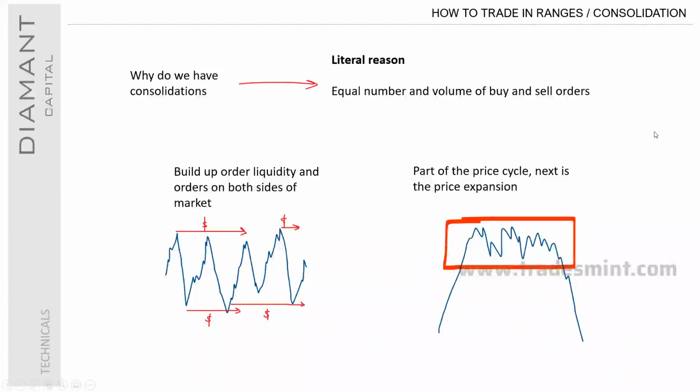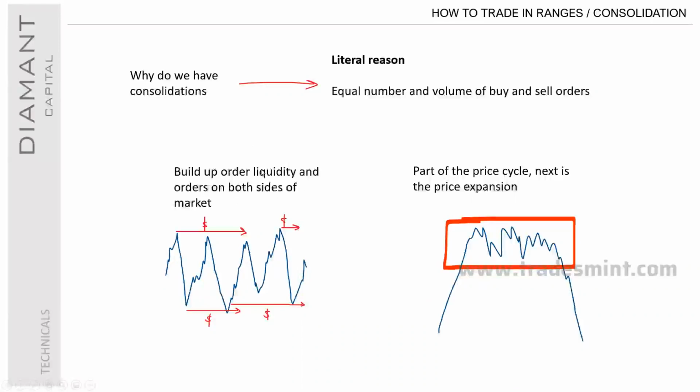So why do we actually have consolidations? The literal reason is that there's an equal number and volume of buy and sell orders. For every buy order that happens at the time, it's compensated by another sell order of the same amount of volume. So what that means is price is very stable and doesn't move up or down. It just consolidates, as seen below.